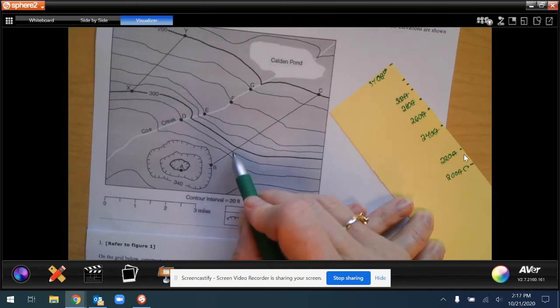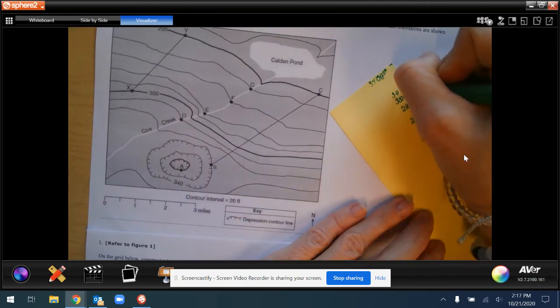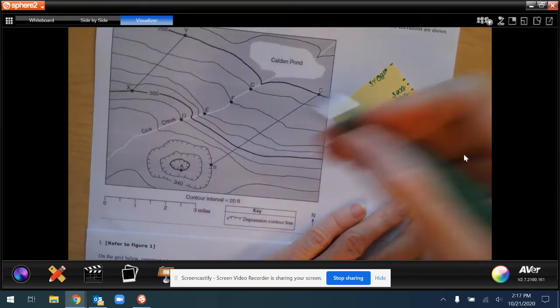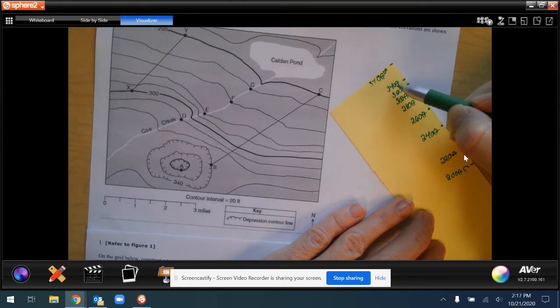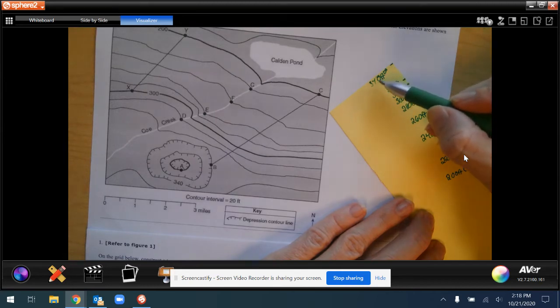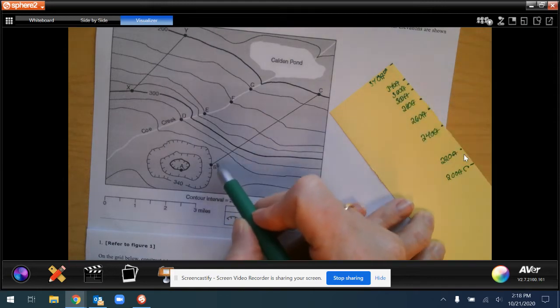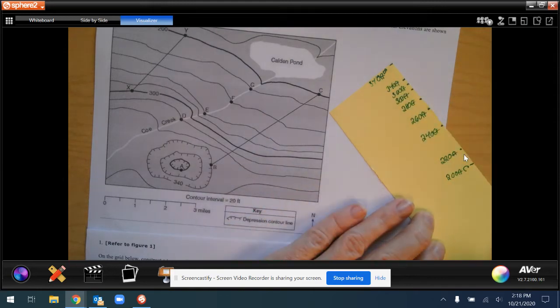We're going to keep going up, 320 feet and 340 feet. Now, it's okay that we have two numbers that are the same here because one of them is a normal contour line and the other is a depression contour line. And when they are side by side like this, they have the same value.